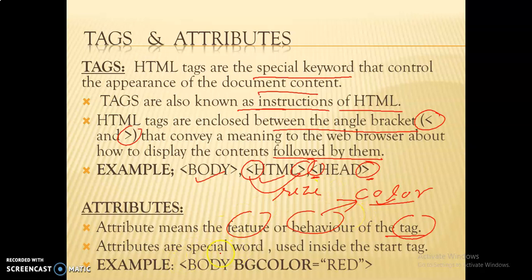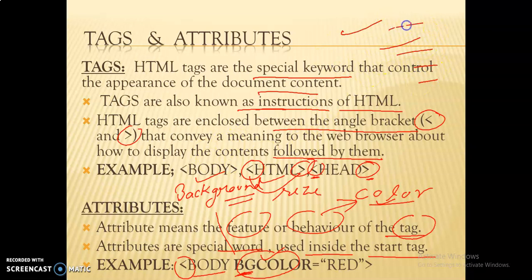Attributes are special words used inside the style tag. Suppose we have written something like body bgcolor. bgcolor is your attribute. BG means background. Background means the color in the back, like this slide. The background color may be yellow, light yellow, or whatever color you consider. Here we are defining the value of this attribute as red. So the background color would be red.